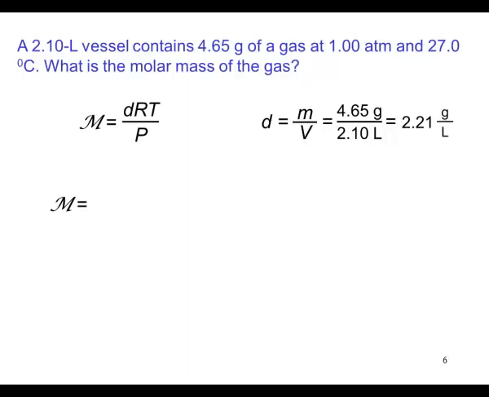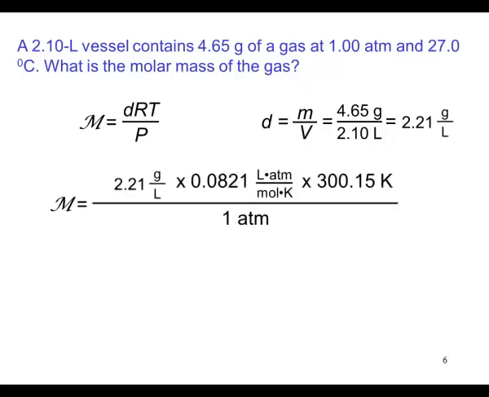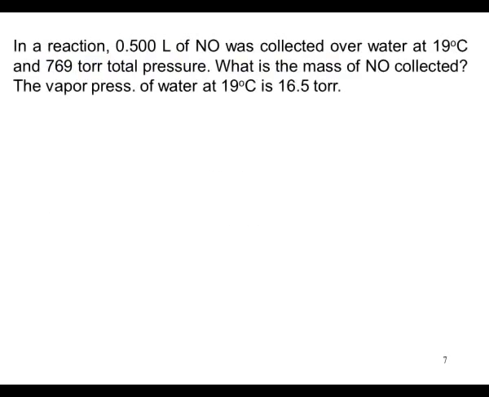The molar mass then, substituting in the density 2.21 grams per liter times the gas constant 0.0821 times the absolute temperature 300.15 divided by the pressure 1. The molar mass is 54.5 grams per mole. This example shows you how the partial pressure affects the calculation.